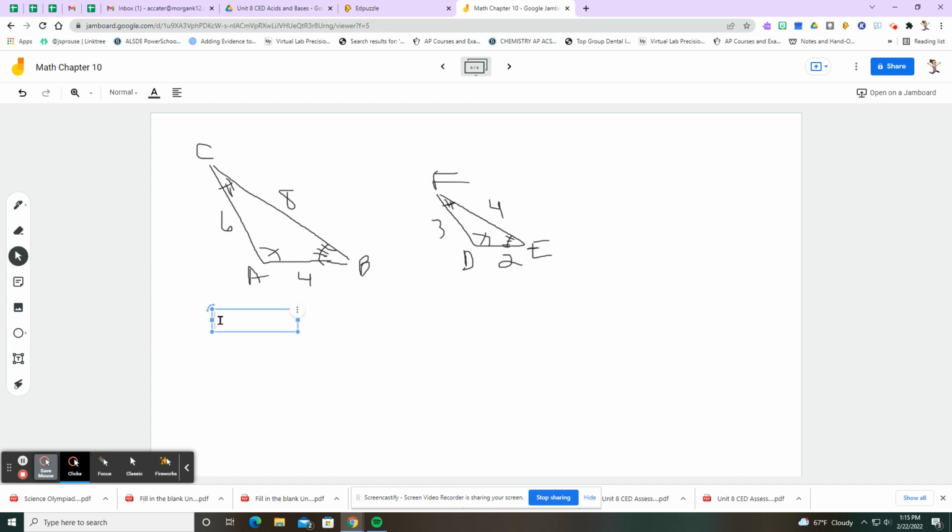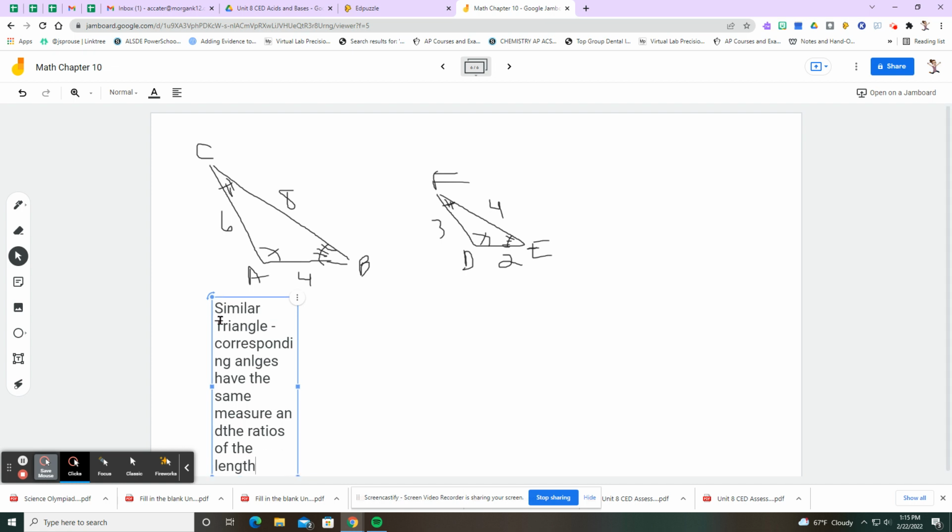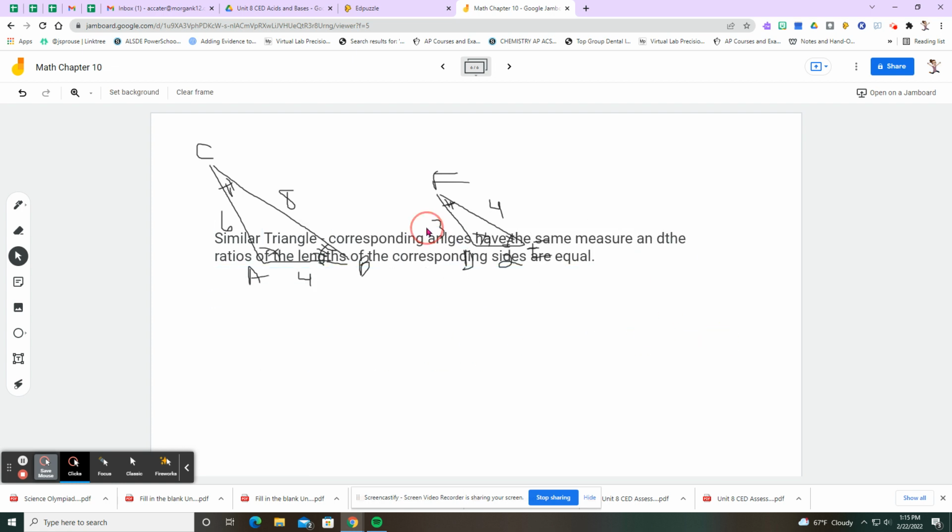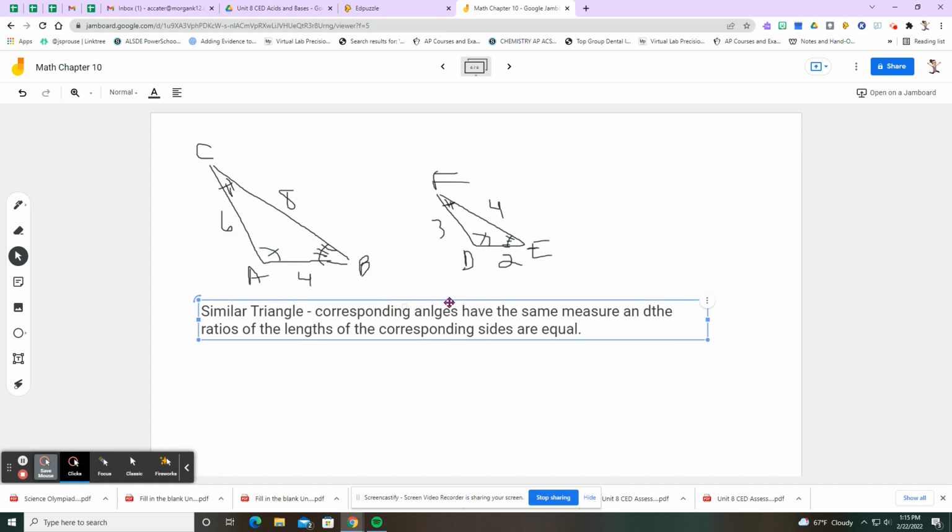So let's write that out. That's the definition of a similar triangle. That's how you're going to know if this is a similar triangle or not. So the corresponding angles have the same measure and the ratios of the lengths of the corresponding sides are equal. Okay, so that's how we know that something is a similar triangle.